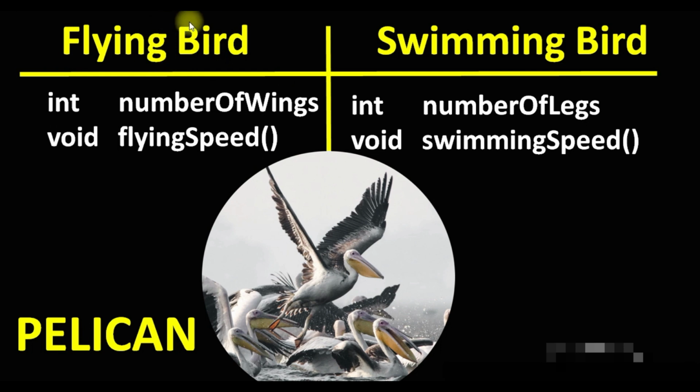So if you check here, I have created an interface FlyingBird, I have created an interface SwimmingBird, and I also mentioned these properties. Okay, now the third step is we have to create a concrete class, let's say Pelican.